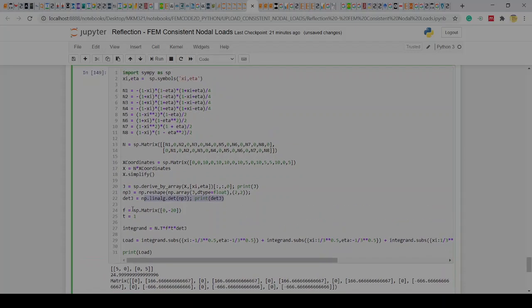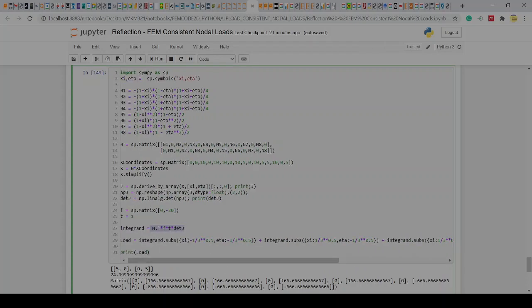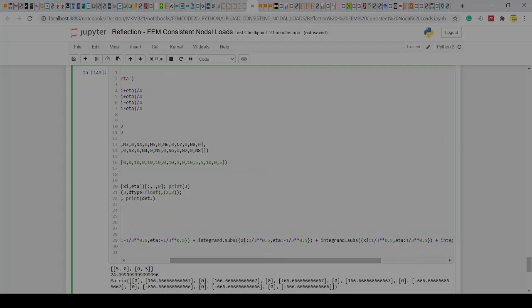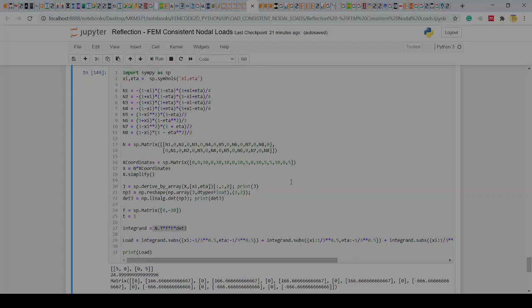Okay. Then essentially, I apply the body force of 0 for x and minus 20 for y. Thickness of 1. I construct my integrand and then I just do numerical integration. So here I'm doing a 2 by 2 Gauss quadrature rule. So these values for xi, eta: minus a third, minus a third; plus a third, minus a third; minus a third, plus a third; plus a third, plus a third. That's the 4 Gauss points where I evaluate this integral to integrate it.